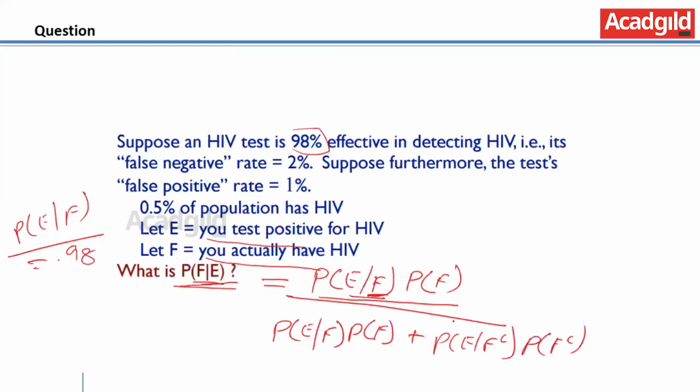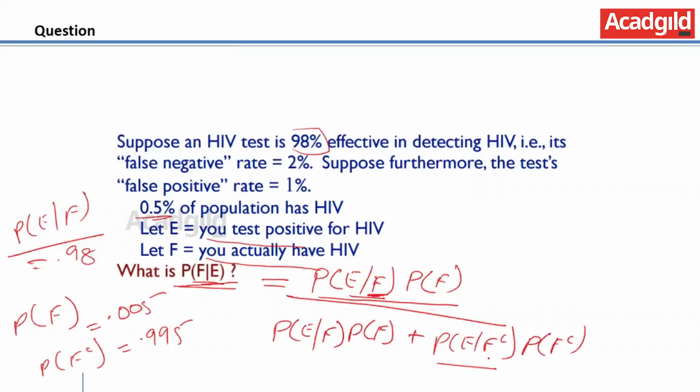Now let's see whether we know each of them or not. P(E given F) we know is 0.98. What's P(F)? What's F? That a person chosen at random actually has HIV. That is this 0.5% of the population, 0.005. So if P(F) is 0.005, what would be P(F complement)? That will be 1 minus this, or 0.995.